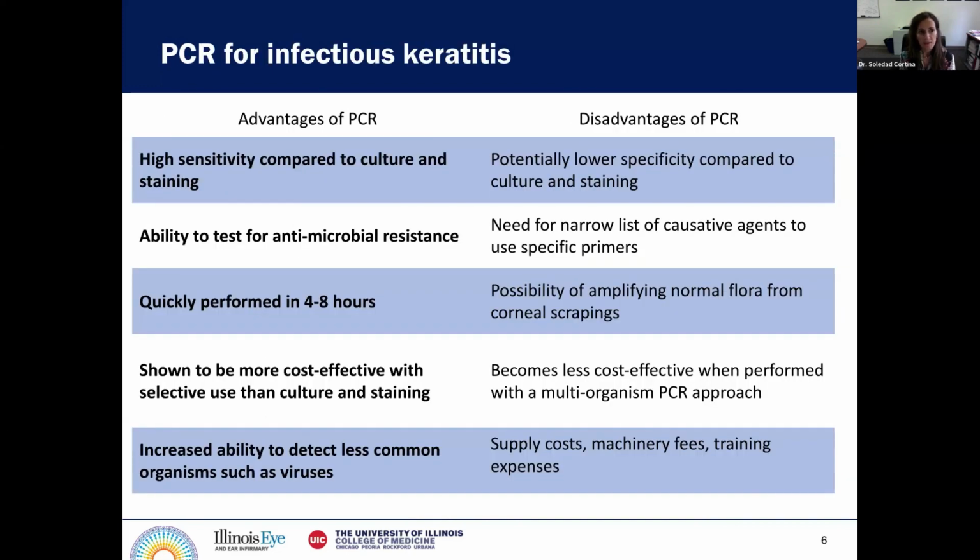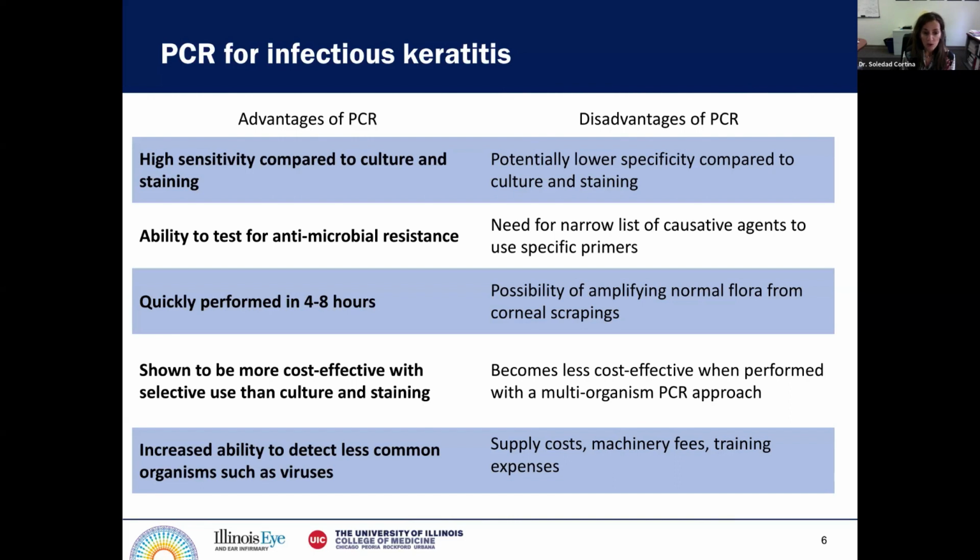So let's talk a little bit about PCR for infectious keratitis. What are the advantages? Well, it has a high sensitivity compared to culture and staining, which is the main drawback of the culture and the staining. It has the ability to test for antimicrobial resistance. So right off the bat, we would know if the microorganism is resistant, and we would know what to treat it with. It can be performed pretty quickly, within 4 to 8 hours, whereas for cultures, you at least need to wait 24, 48 hours. And if it's a fungal organism, probably days or weeks.